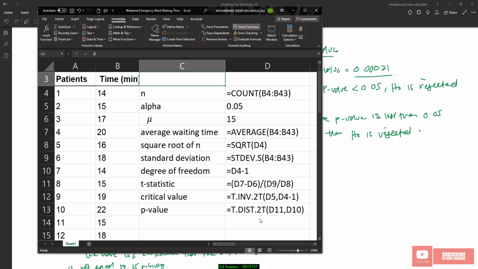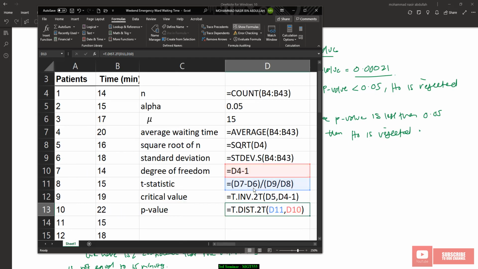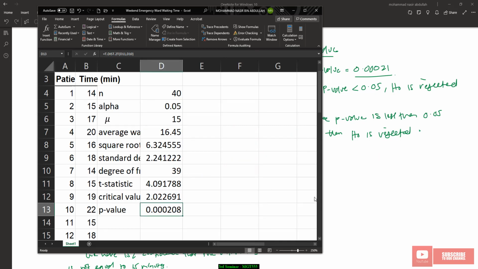Kenapa kita pakai ni? Sebab the value of T statistics is more than 0. Sebab dia lebih daripada kosong, kita pakai this formula. Kalau dia kecil daripada kosong, maksudnya kita akan letak negative D11. Itu saja. Right? Okay.